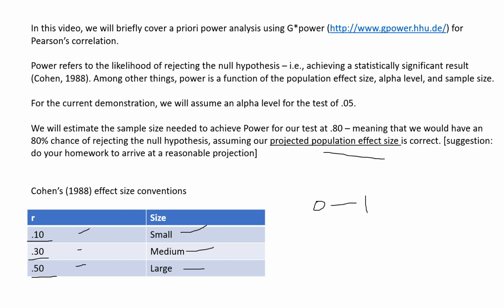So the deal is that if we don't have a well-calibrated projection of the population effect size, then that can lead us to having an under or overpowered test. So it is worthwhile to spend time doing your homework to arrive at a reasonable projection, and that means looking at the empirical track record in your field, and or at least spending time trying to deduce a likely effect size, or to come up with some kind of projection. So let's open up G-Power.